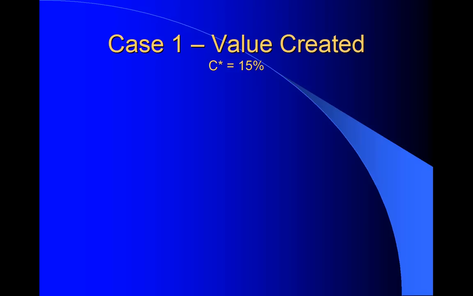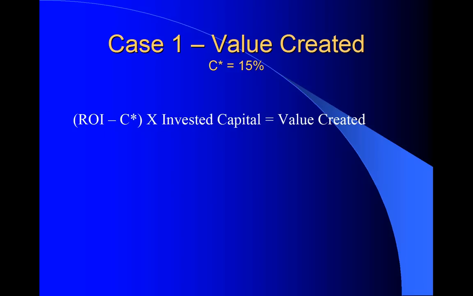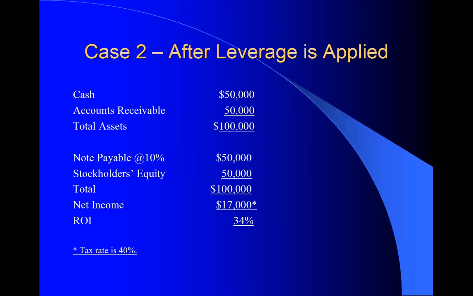So if the cost of capital of this company is 15%, we'll use our formula to determine if they created value. So 20% was the return minus 15% cost of capital times the $100,000 of stockholders' equity or investment gives you a value creation of $5,000. Not bad. But now let's take another case where we apply leverage.